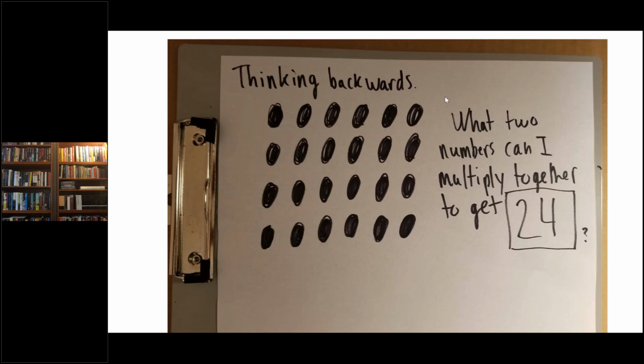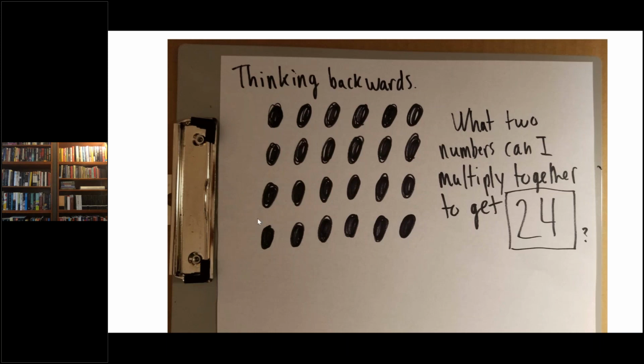One way to build that familiarity is to think about multiplication in the other direction. So here you can count all of these little circles. 1, 2, 3, 4, 5, 6, and I'll spare you. There are 24. So, how can you multiply 2 numbers to get 24? And you can see how I arranged them.